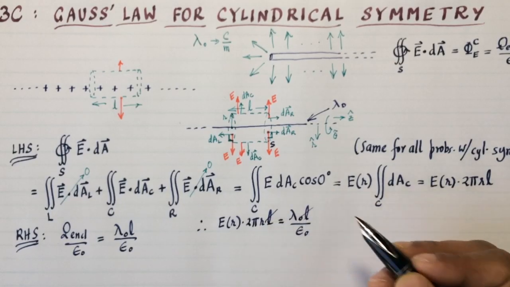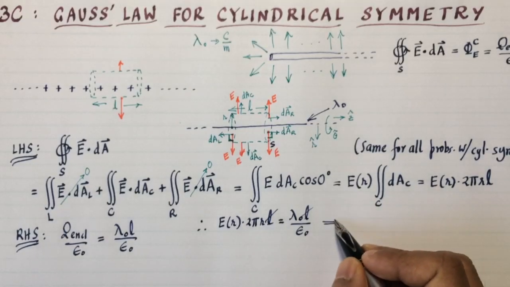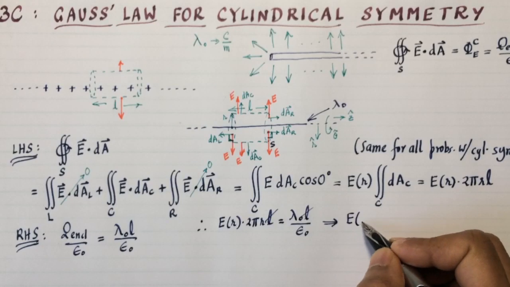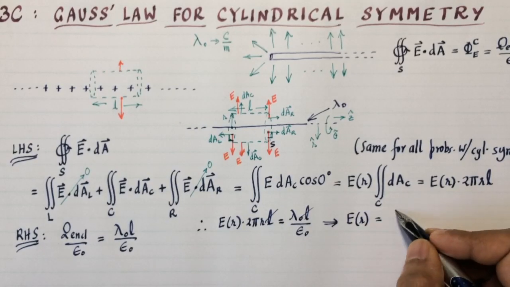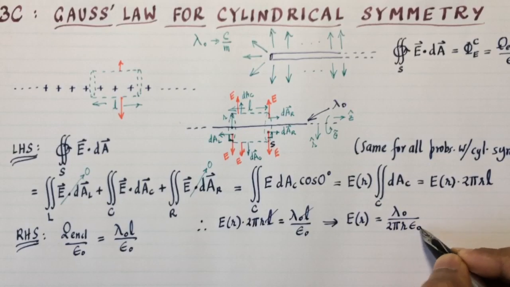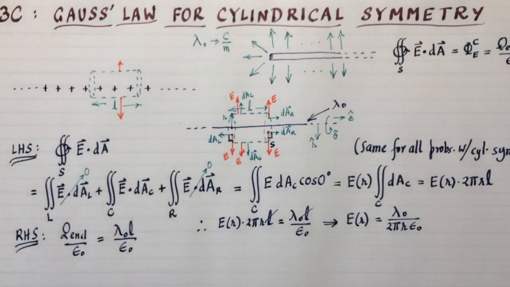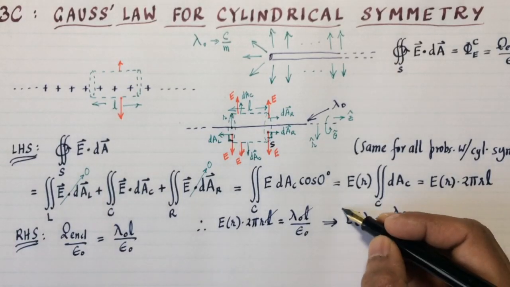The L's cancel out, which it had better cancel out because the length of the Gaussian surface is a figment of your imagination. It should not show up in the final answer. So E of r is equal to lambda naught divided by 2 pi r epsilon naught. This is the same result that we got with much agony when we did the whole thing by integration.